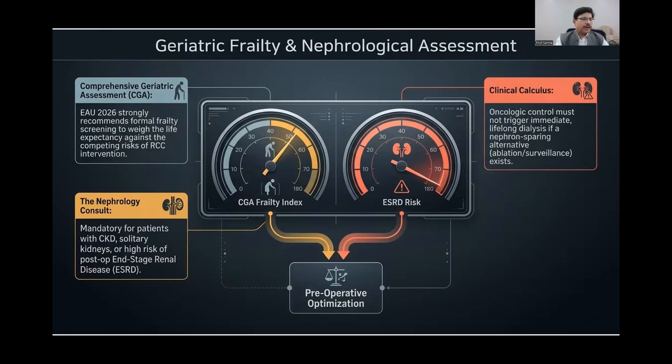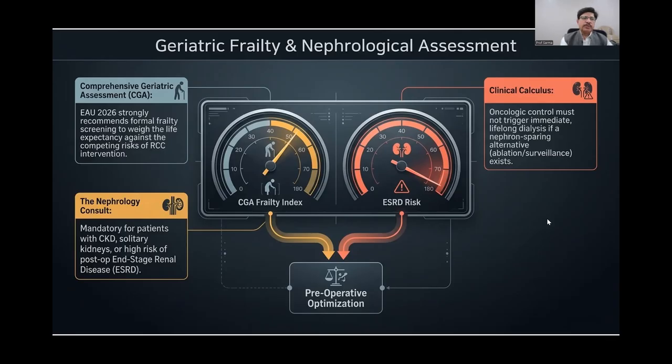So geriatric frailty and nephrology assessment are important. How bad is the patient's surgical risk? Can the patient withstand the surgery? That has to be done. The CGA is what? Comprehensive geriatric assessment. Every elderly patient who is going into these mutilating surgeries, there is a protocol called the comprehensive geriatric assessment. This you have to do.